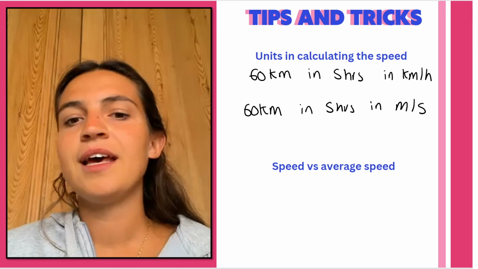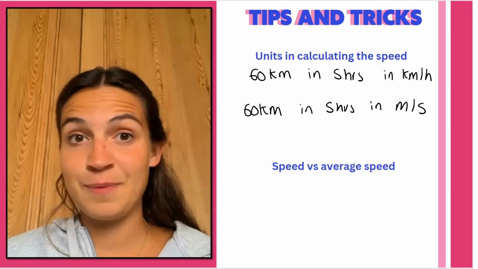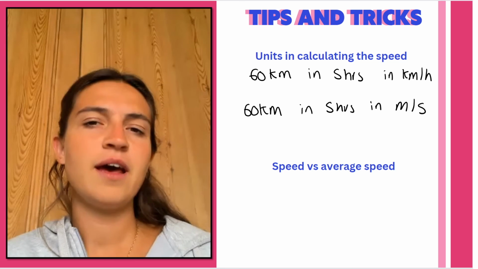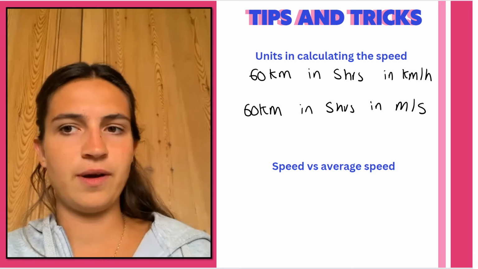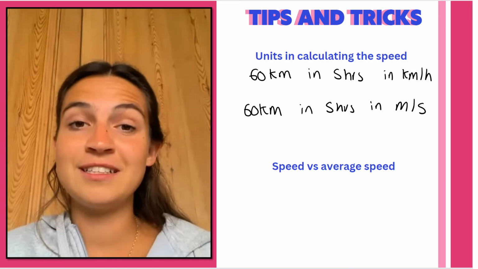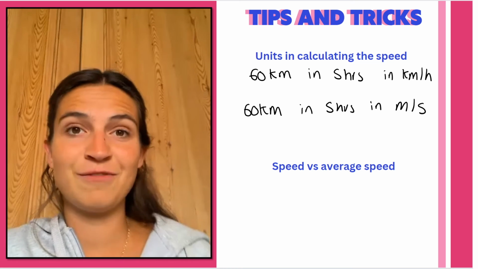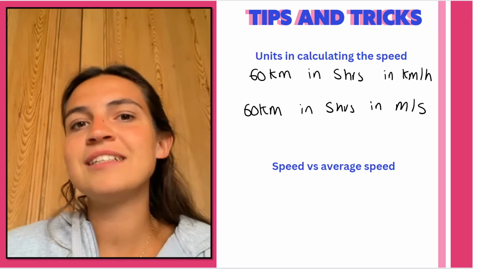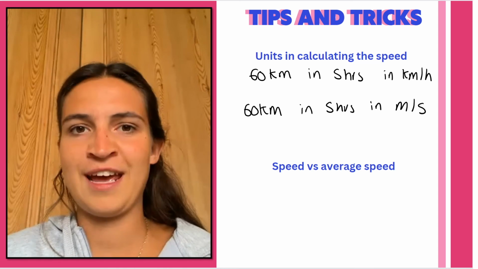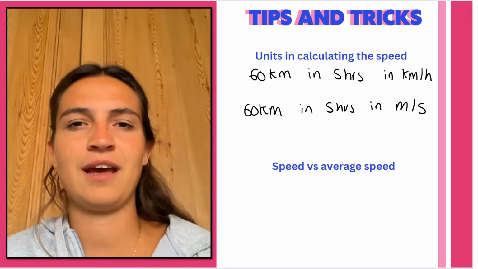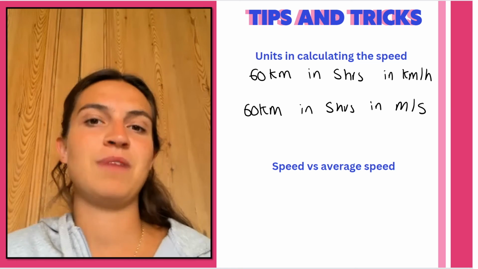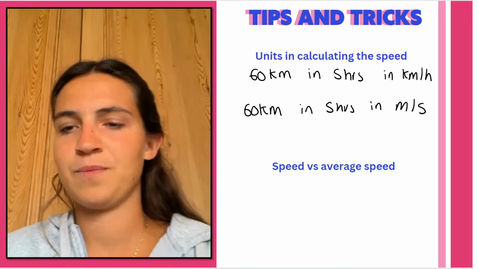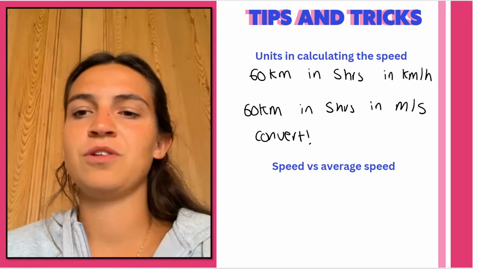However, if they ask you to find a speed in meters per second, but they have given you distance in kilometers and time in hours, then you're going to need to convert your distance into meters first and your time into seconds before you plug it in to your calculation. More often than not for your GCSE, you will need your distance to be in meters and your time to be in seconds. So make sure you know to convert.